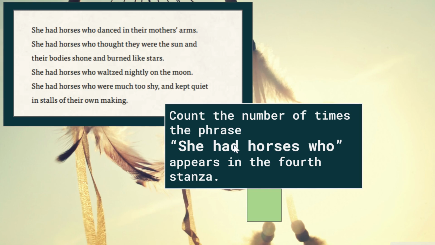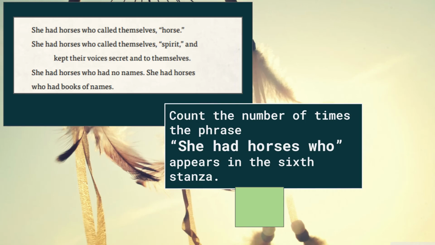All right, so looking at the fourth stanza, how many times did you underline the phrase "she had horses who"? You should have counted 4. 4 times she has. Now notice that here, "their body shone and burned like stars" is actually the continuation of the previous line. So it's still considered anaphora, even though this line doesn't start with it, because it's still consecutive throughout the poem.